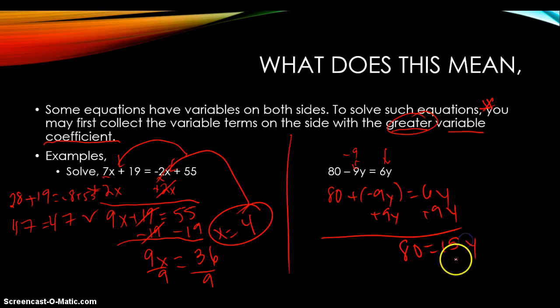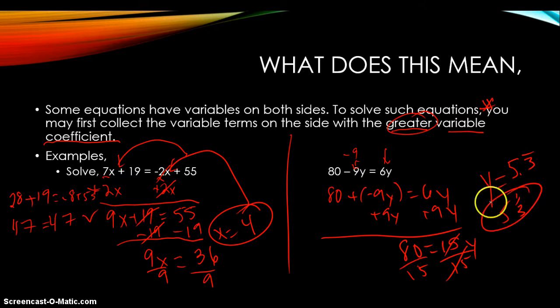15y. Divide by 15. And y equals 5 and 1/3. So you can write that as 5 and 1/3, or 5.3 repeating. Either way you want to write that, you get 5 and 1/3. Now that's a little bit tougher plugging it in to double check your work. So you may want to use a calculator at this point to double check your work.